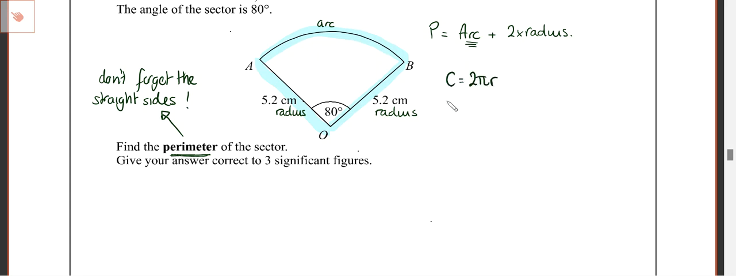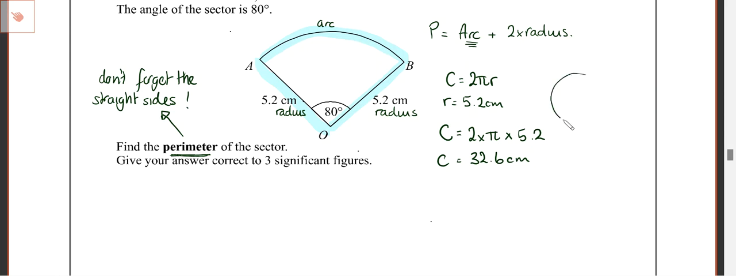C equals 2 pi r. R is 5.2 centimetres. So the entire circumference would be 2 times pi times 5.2, which is? Just check. I don't know, so you have to check. 32.6, yeah? You have to put that. 32.6 centimetres.